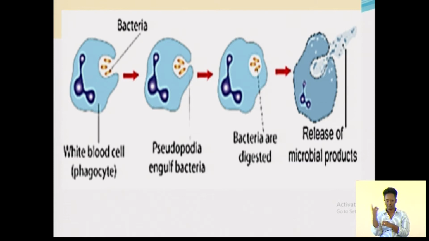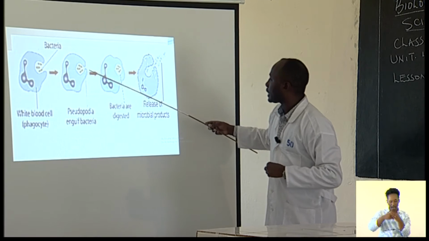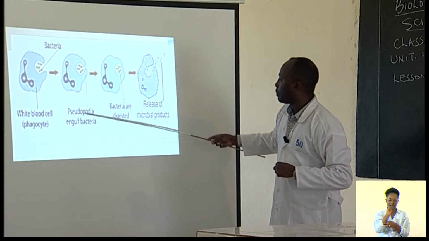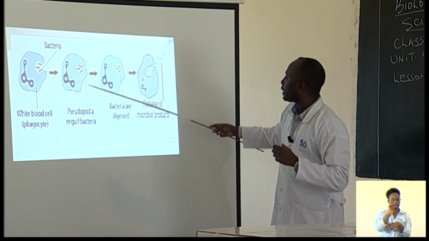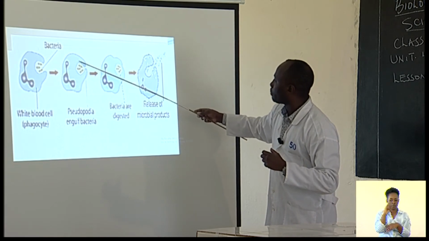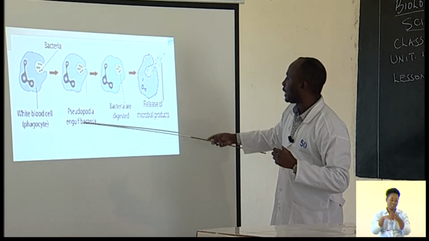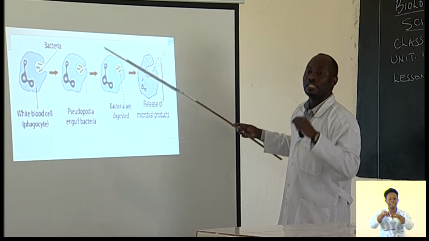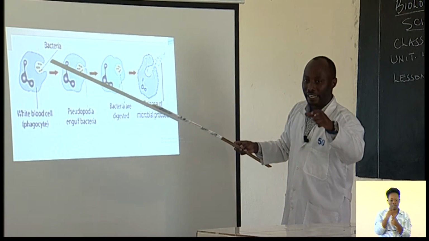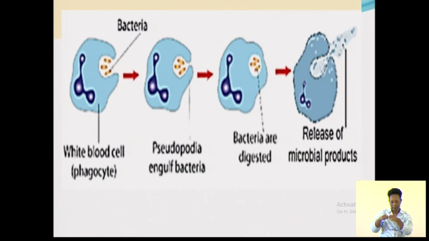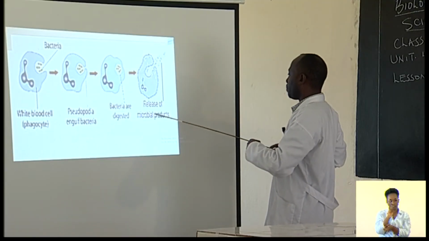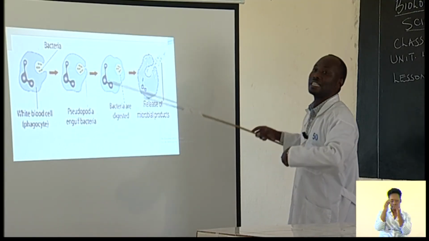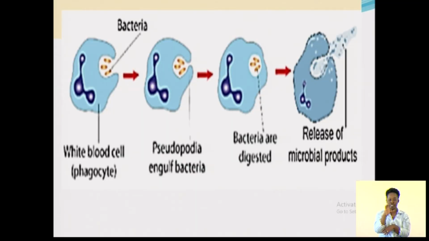Now you see the white blood cell is the phagocyte. It is surrounding the bacteria. And after surrounding, we have pseudopodia. As I mentioned, these are arm-like structures which are responsible for surrounding using the plasma membrane. They surround the bacteria, and after surrounding them, they digest, they break down these soiled particles, and after breaking them down, the bacteria, the microbial products are going to be released as a waste product from the cell.